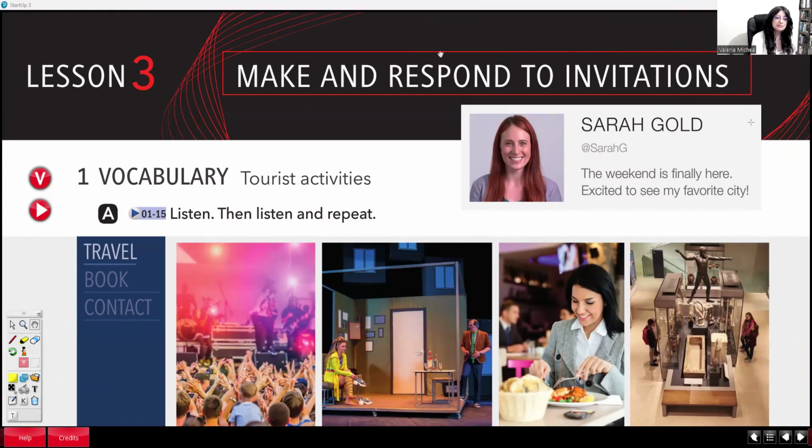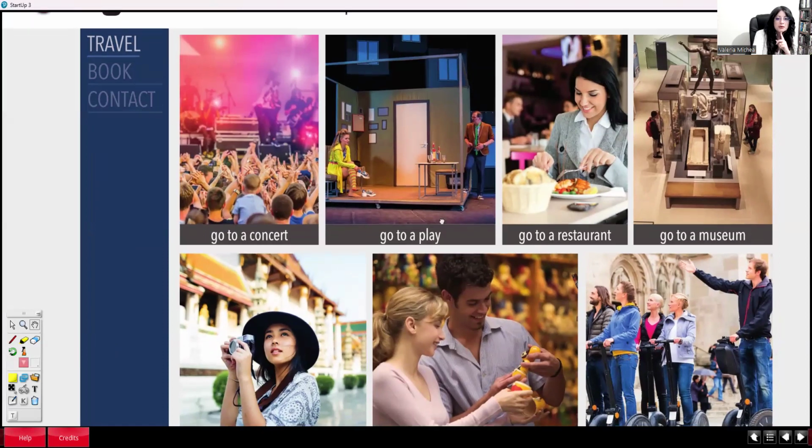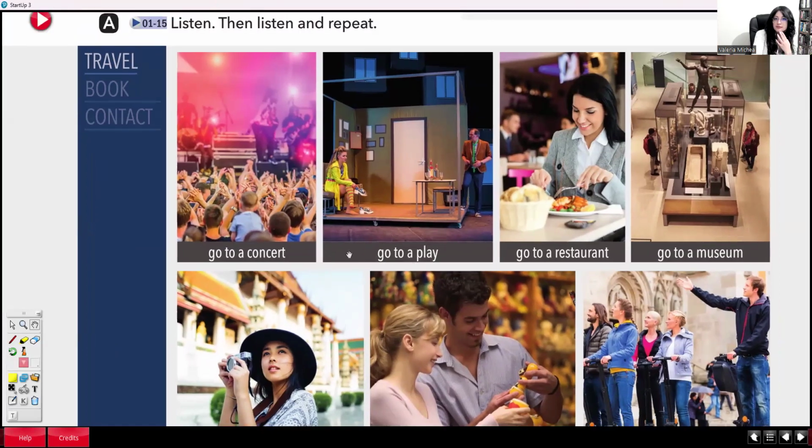Sometimes this is very easy because it's just putting together some verbs and the place where you want to go. But we are going to learn a few more ways of suggesting things to do with another person. So, for example, you can invite somebody to go to a concert with you. That's a word that we already know. Or you can go to a play, which is far more interesting. What is a play? Does anybody know what a play is?